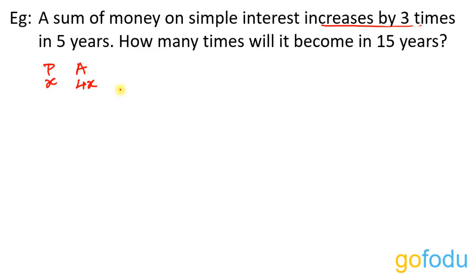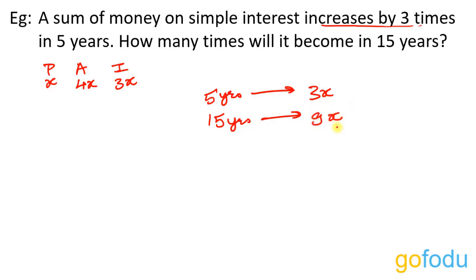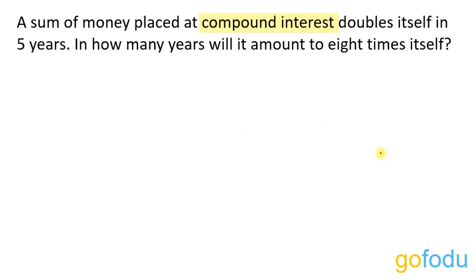Clear? So the interest earned in 5 years would be 4x minus x, 3x is the interest earned in 5 years. In 15 years, the interest would be 3x upon 5 into 15, that is 9x. So amount after 15 years would be principal x plus the interest 9x, that is 10x. So the money becomes 10 times in 15 years. Similar question could be framed for compound interest as well.